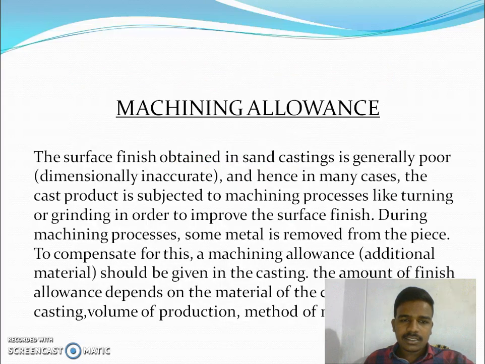So second is machining allowance. When we do casting, we will not get a perfect shape, so we should machine it. For this purpose extra part will be given to the pattern to get the desired product. The extra part given in the pattern to make it machinable is known as machining allowance.